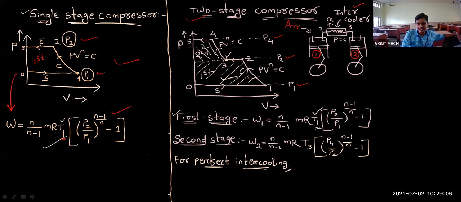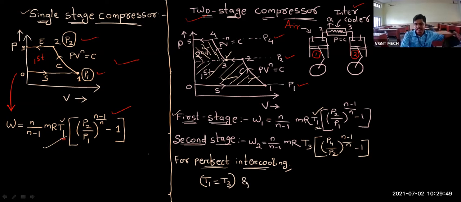Okay, so for the first cylinder, what is the inlet temperature? For the first cylinder, the inlet temperature is T1, which becomes equal to, for the second cylinder, what is the inlet temperature? It is T3. So T1 should be equal to T3. Means whatever the temperature of the air is after the first cylinder, in this intercooler we are bringing the air back to the original or initial temperature. Okay, so for perfect intercooling, T1 equals T3, and the pressure ratio should also remain constant.